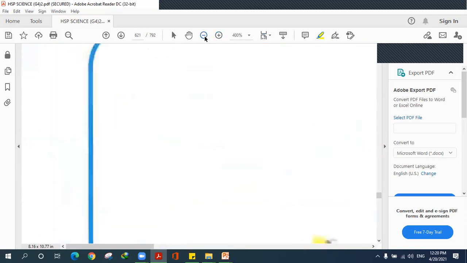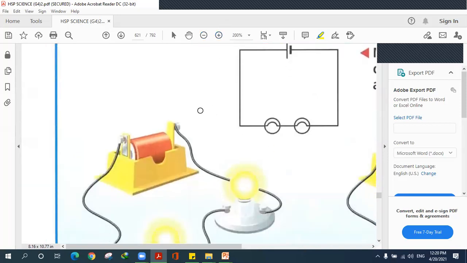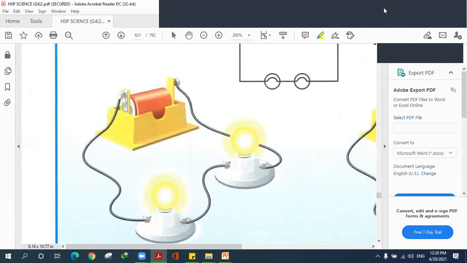Okay. Now we said that we have two different types of circuits. A circuit is where the electricity moves through. It must contain a battery, wires, and bulbs. Miss, she tried it like that. You tried it like that? Well done.